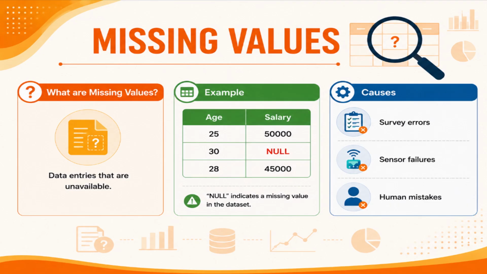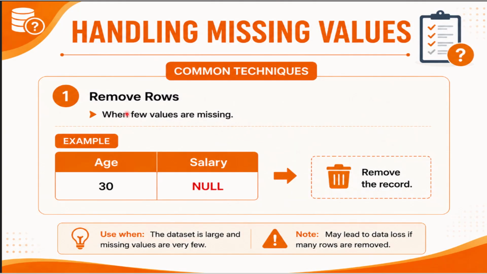And missing values. Missing values means the person of age 25 has 50,000, age 30 is null, and age 28 has 45,000. So now if I want to calculate with this data, I'll be getting errors: sensor failures, human mistakes. This is also where it will show the missing values. Data entries are unavailable. So what is the solution?